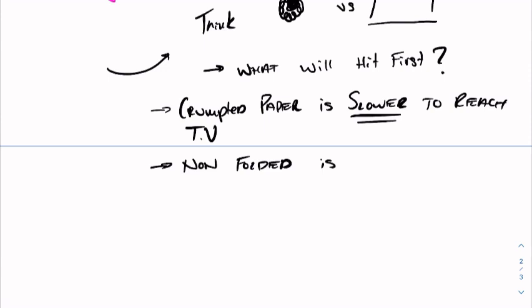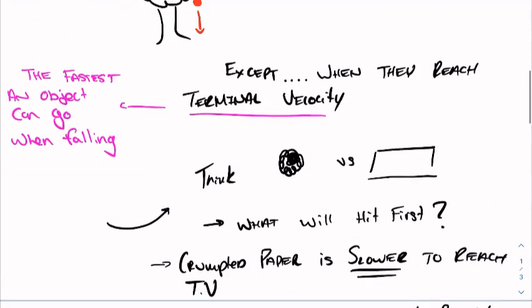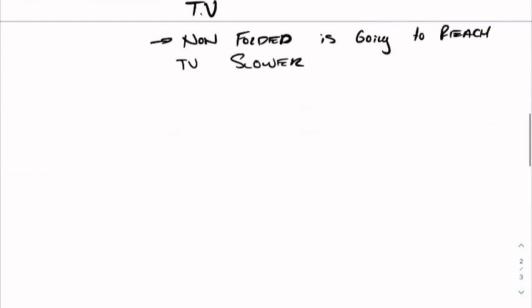I got a little bit ahead of myself here. So the non-folded will be reaching it faster. There is a whole bunch of cool videos on the internet talking about terminal velocity, which I'll post the link to underneath. Now, with terminal velocity, there are situations we can set up where there is no air resistance in a system. We call that a vacuum.